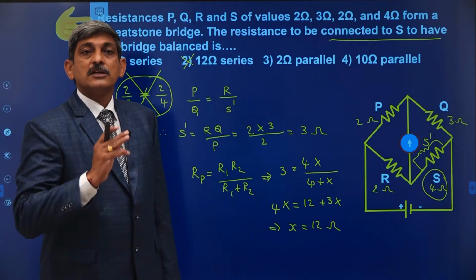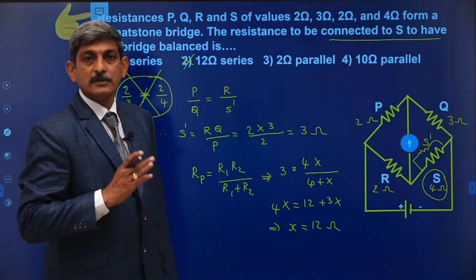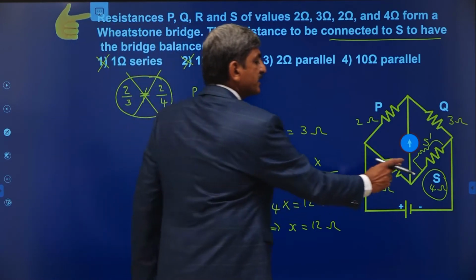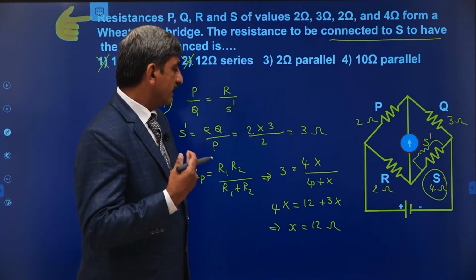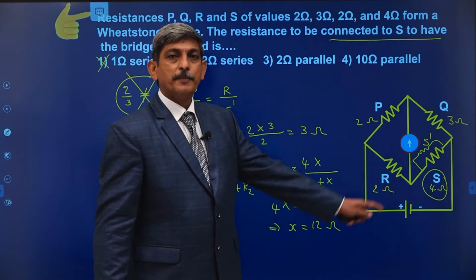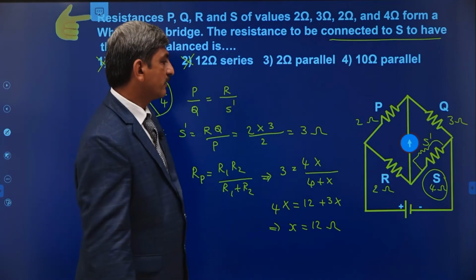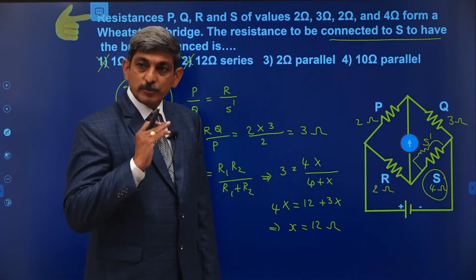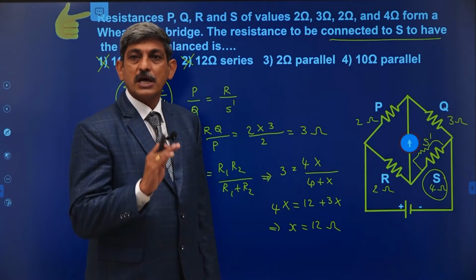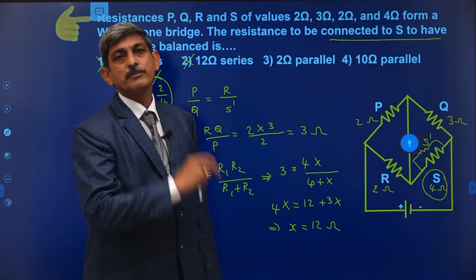So to balance the bridge, in addition to the 4 ohms resistance in the fourth arm, we have to connect a resistance of 12 ohms in parallel to the S value. That's why, how much resistance is required and whether it has to be connected in the series combination or in the parallel combination, both are important.